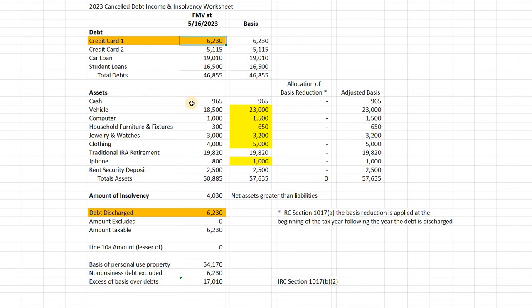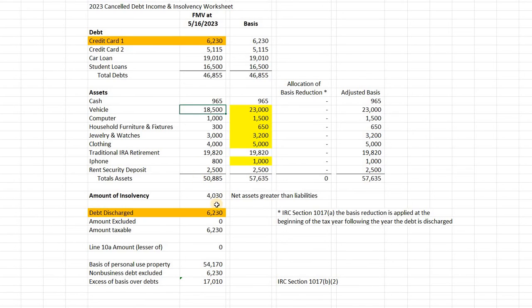Now for the assets, he lists out all of his assets: the cash he has in his bank account, the fair market value of his vehicle, and so on down the list. In the right-hand column, we have his basis in these assets. Your basis is effectively what you paid for it. So he paid $23,000 for the vehicle, but obviously vehicles depreciate, so now it's only worth $18,500.